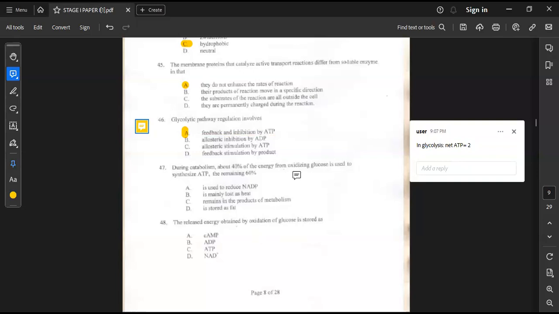During catabolism, about 40% of the energy from oxidizing glucose is used to synthesize ATP, and the remaining 60%, reduced to NADP, is mainly lost as heat, remains in the product of metabolism, or is stored as fat.